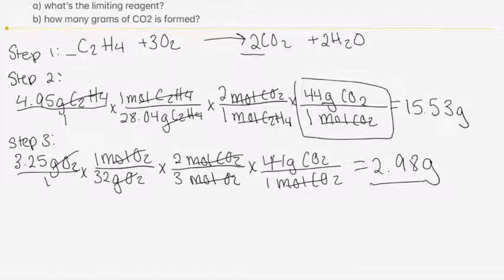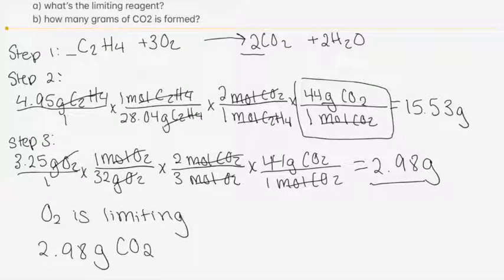Okay, so since we see that we obviously make less when we start with oxygen, that's going to be our limiting reagent, because there's no way for us to make more than that since we don't have enough oxygen to make the CO2. So we know that O2 is limiting because we don't have enough of it to make the full amount that we could make with the C2H4. And since O2 is limiting and we already went through the whole reaction, we can only make 2.98 grams of CO2.